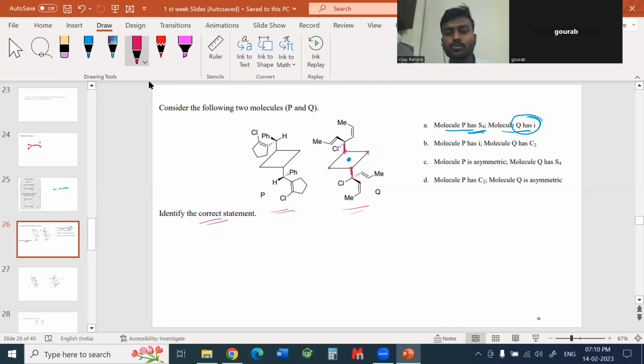Now we need to move further. We need to check this center and this center now. See, what is the configuration of this center and this center? First, we need to check which groups it is having. It has a chlorine atom, and this one also has a chlorine atom. Here a cis group is attached, and here a trans group is attached. The groups are there, but where is the trick? We need to check the configuration of these groups also.